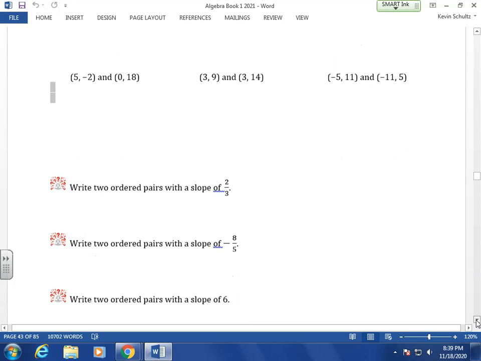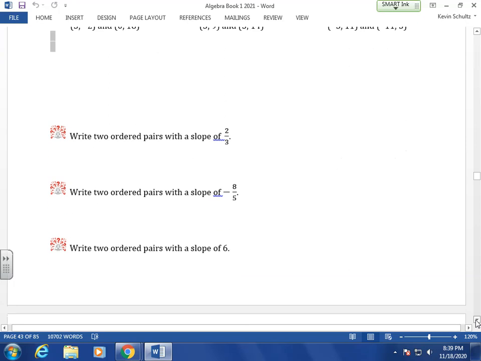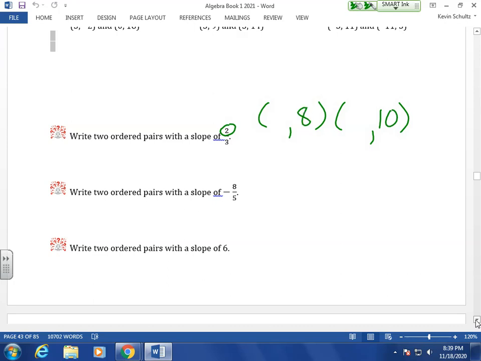The ones down here, it says write 2 ordered pairs with a slope of 2/3. All this means is that the difference of your y values has to be 2. So if you're making 2 ordered pairs and the numerator of your slope is a 2, that means that the difference from y2 to y1 is positive 2. 10 minus 8 gives me positive 2. I could have written a second example here, 5 and 3 is my y's, right? 5 minus 3 is positive 2.